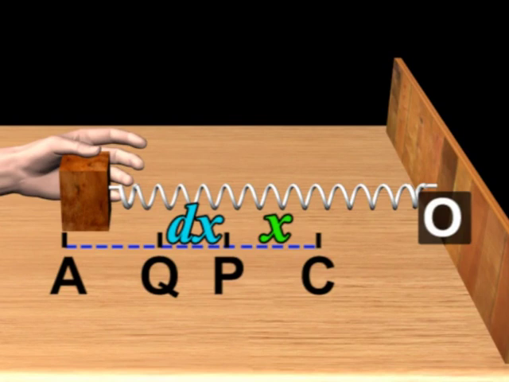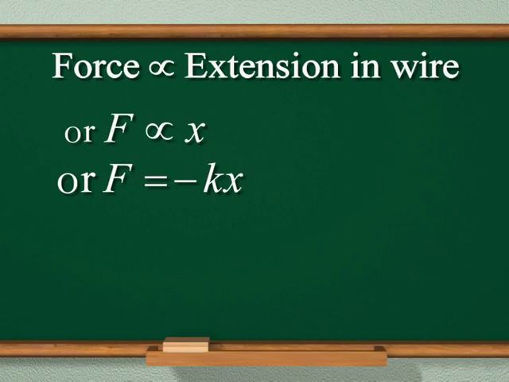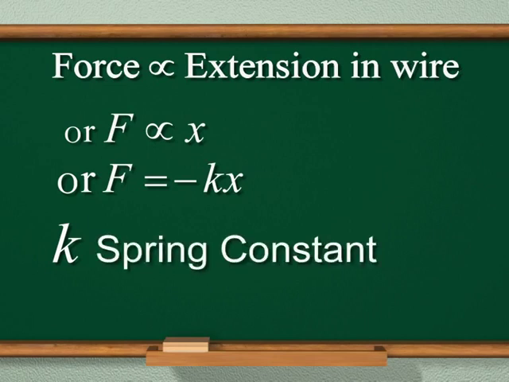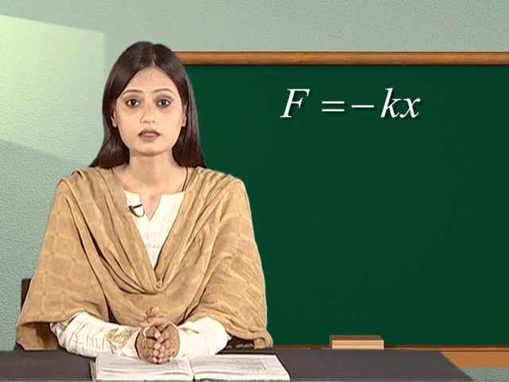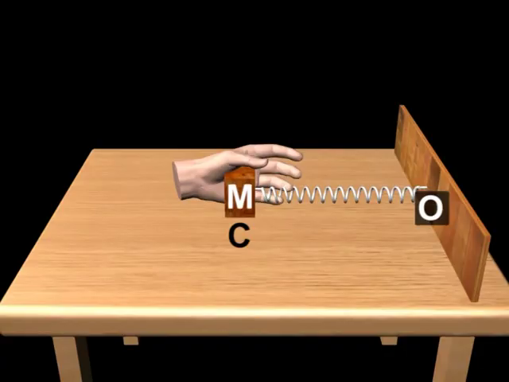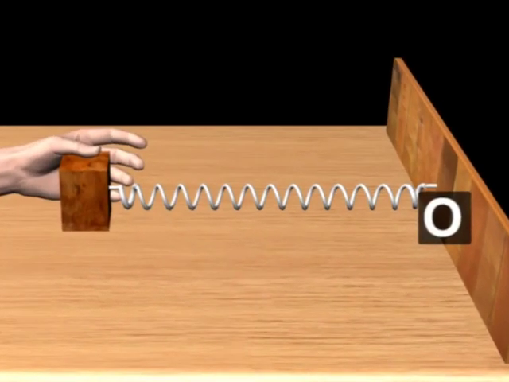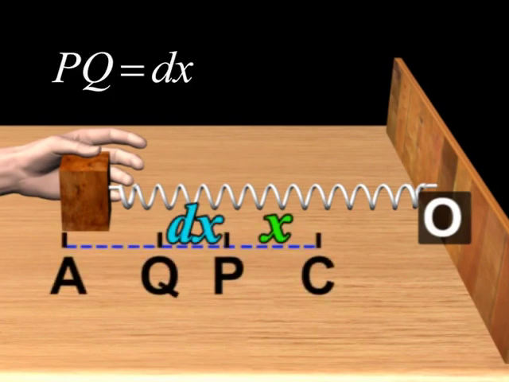As we know, according to Hooke's law, F is directly proportional to the extension in the wire, or F is directly proportional to x, or F is equal to minus k into x. Here, k is the spring constant. Also, the negative sign shows that the restoring force acts in the opposite direction of the increase of the displacement. Suppose that the block is further displaced through an infinitesimally small distance PQ equal to dx. For this small displacement, the restoring force remains unchanged.